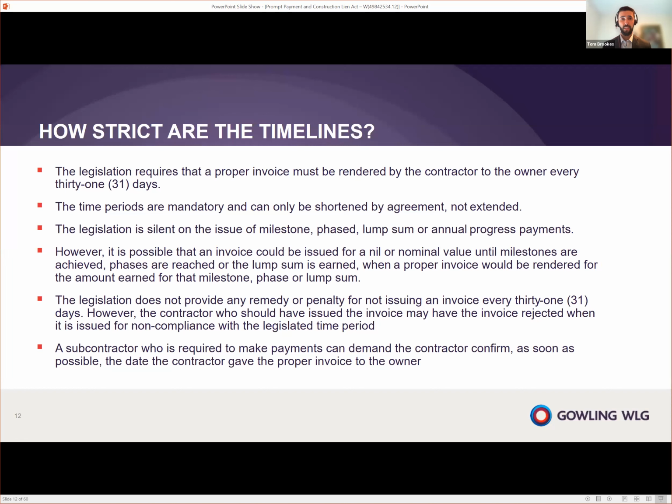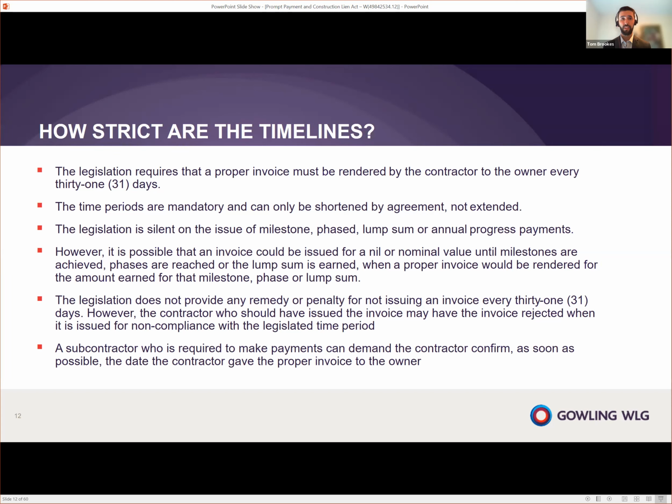Now, we've said that the proper invoice must be issued every 31 days. Now, the legislation doesn't itself penalize the contractor if he fails to issue the proper invoice every 31 days. However, he may face adjudications or disputes from subcontractors who want to be paid every 31 days. And he also may run afoul of the legislative requirements and face rejection by the owner should he fail to comply with the mandatory 31-day time period.